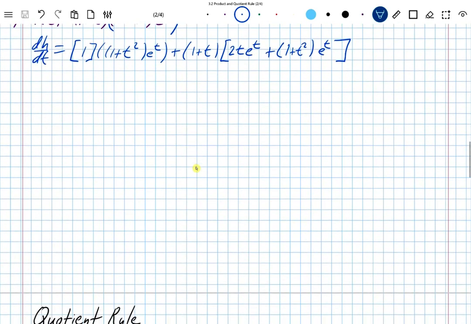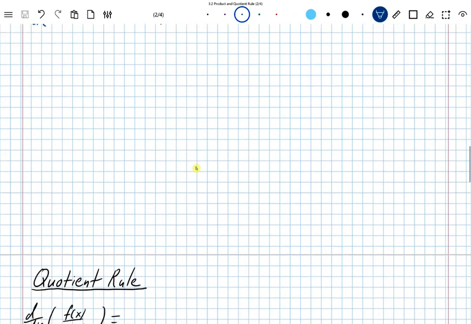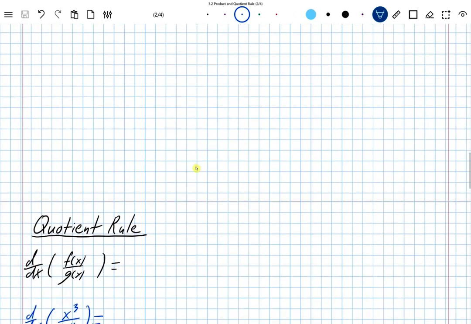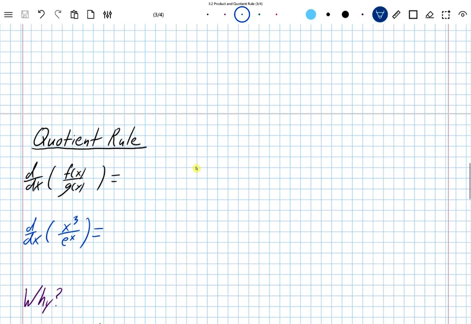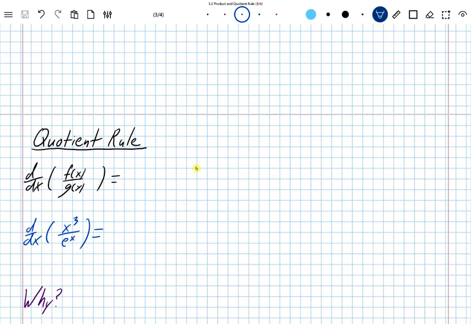Okay, we have the product rule. What comes next? Clearly something for division, and that, my friends, is the quotient rule. So the quotient rule is telling us what to do if instead of multiplying 2 functions, we are dividing them. So f of x over g of x, we take its derivative. You ready for this? It is a little bit more complicated than the product rule, but not too bad.